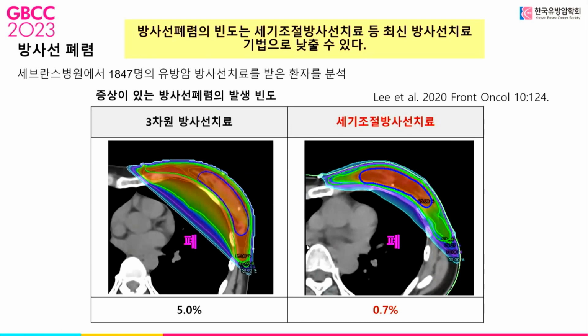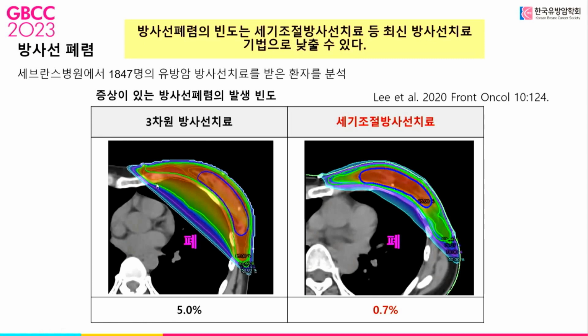Now, the radiotherapy-induced pneumonia frequency can be reduced using IMRT, intensity modulated RT, which is more sophisticated radiotherapy. There was an analysis of patients who received radiotherapy in Severance Hospital. In total, 1,847 of them were analyzed, and the radiotherapy-induced pneumonitis incidence was about 3 to 5% during the treatment, and when there was IMRT, it was very low at 0.7%. The reason is as follows, shown in the picture.